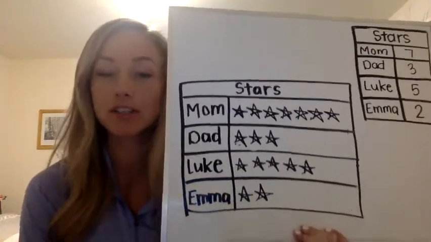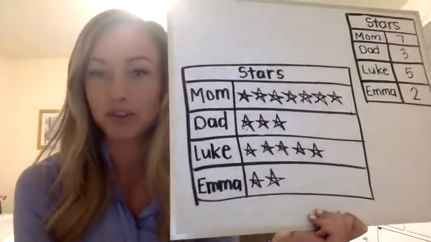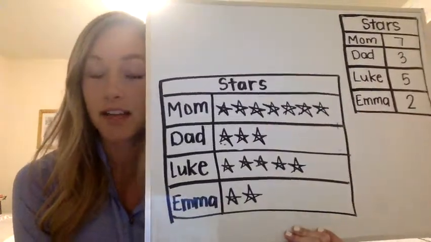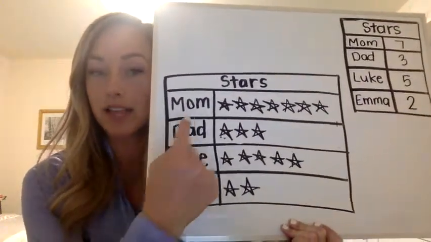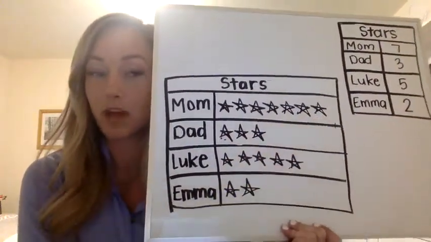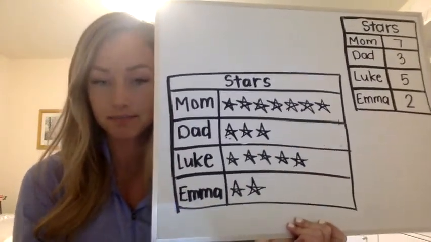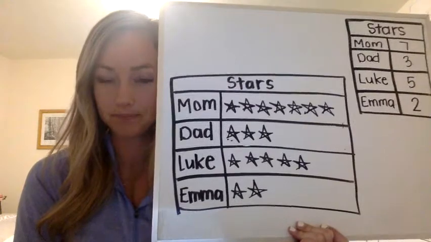Now, pictographs are really cool because you don't really have to do any counting. There's no numbers. You can just look at it and answer some questions. So if I said, who saw the most stars? If you look at this graph, you just see whose line goes out the farthest. Mom's, right? So Mom saw the most. Who saw the least? That would be Emma, right?